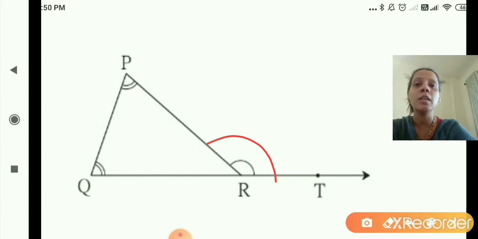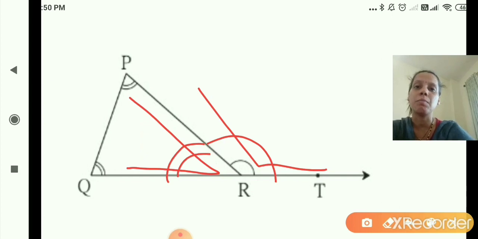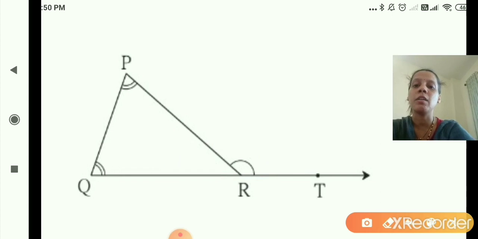Which angle is it forming a linear pair with? Angle PRQ. This angle. So angle PRQ and angle PRT are angles in a linear pair. I hope you are clear with the exterior angle of a triangle. Which is the exterior angle of a triangle here? This is triangle PQR, as you can see here in the figure, and angle PRT is the exterior angle of triangle PQR. Correct.